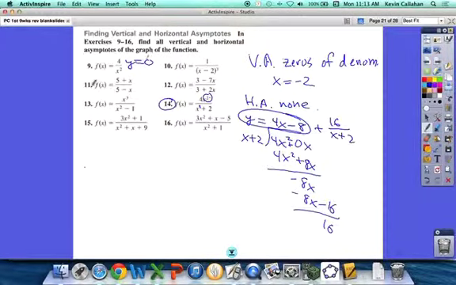Okay, what about one like number 11? What's the horizontal asymptote? Negative 1. Remember, it's because these are to the same power. It's the ratio of the coefficients, which is 1 over negative 1. So y equals negative 1.